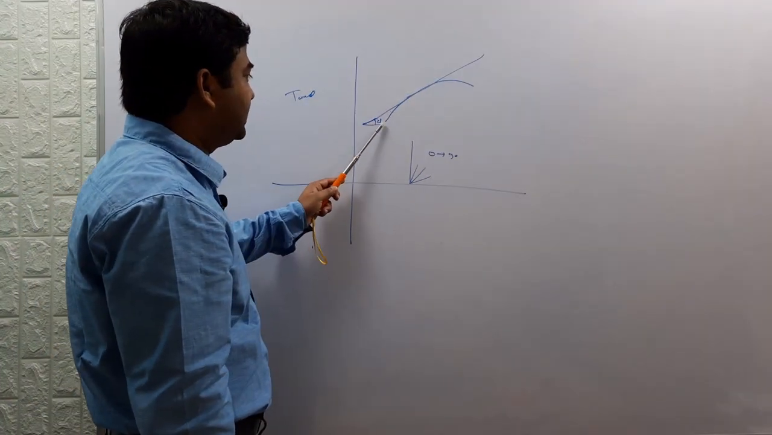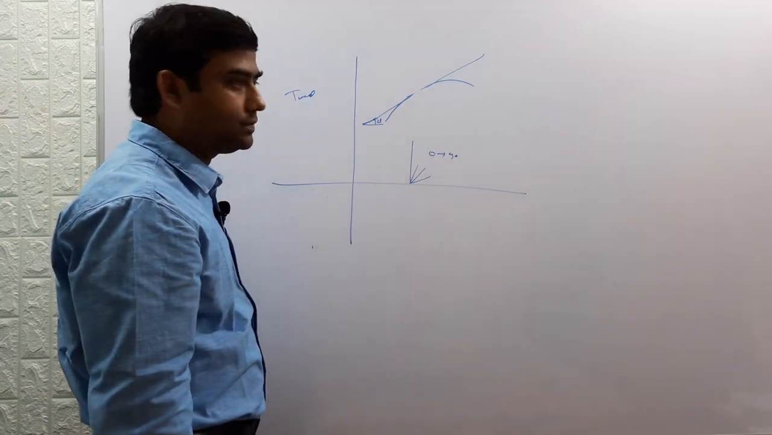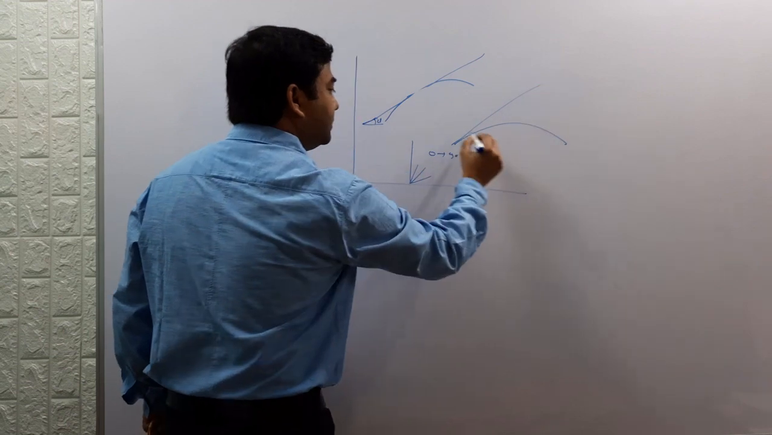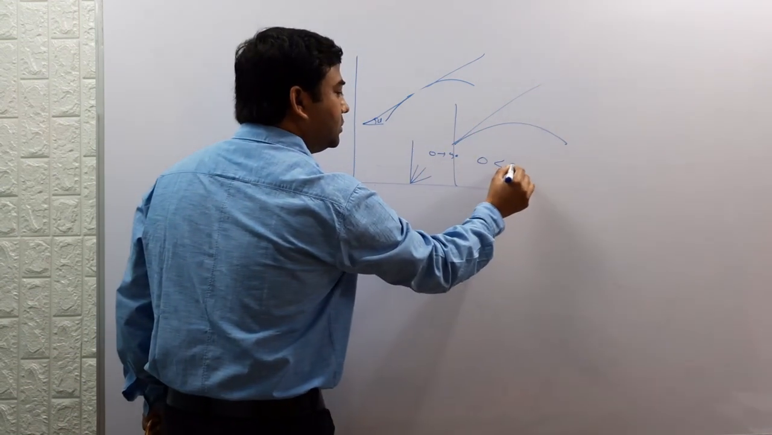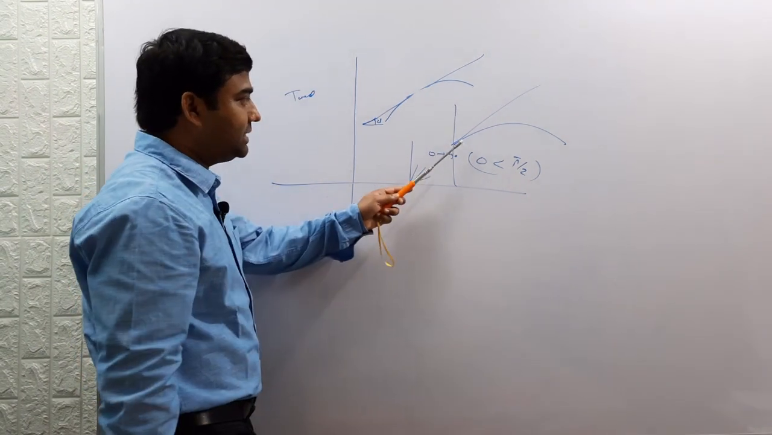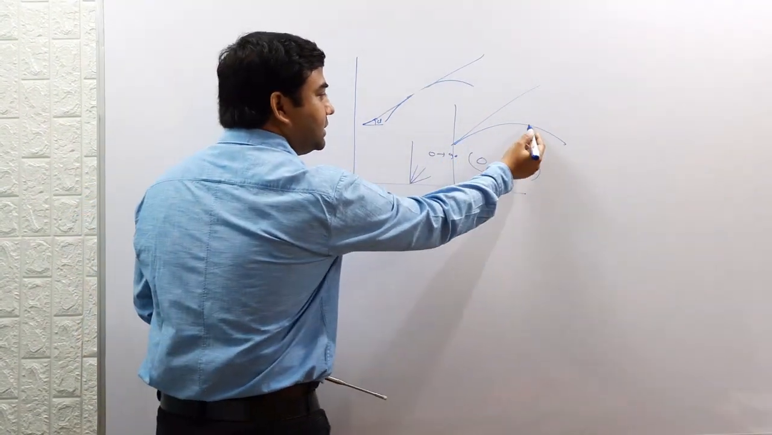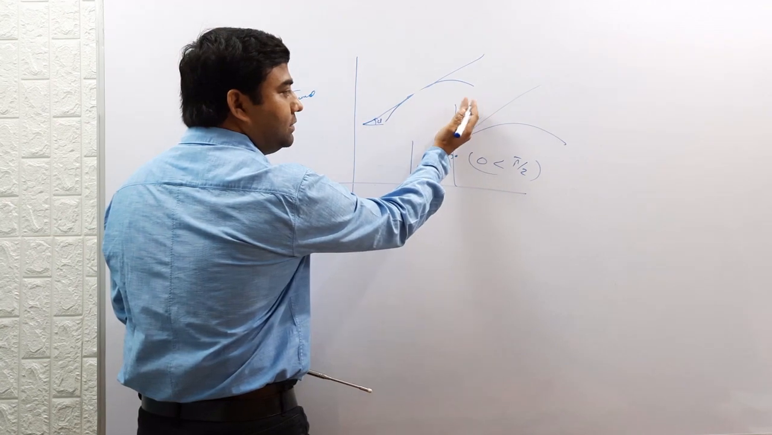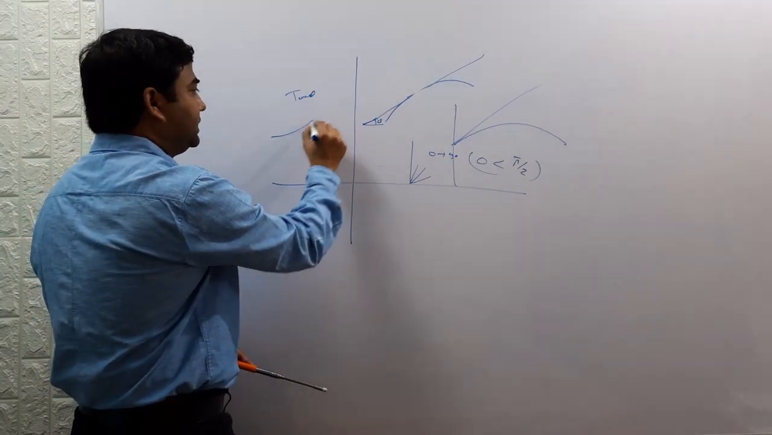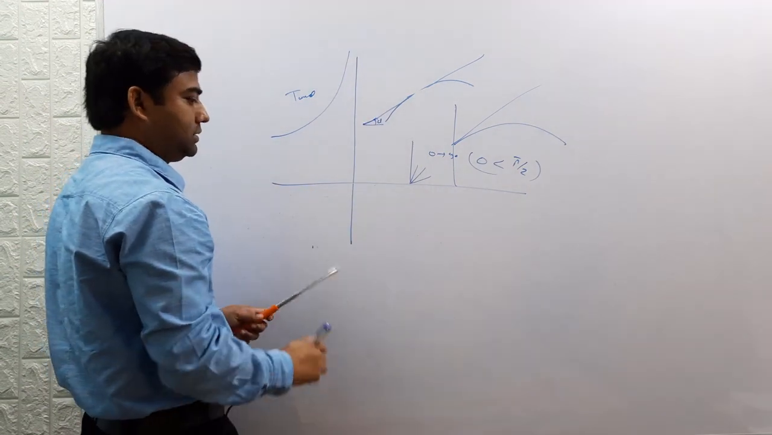So you can see for an increasing function, the gradient will always be positive, with the angle between 0 to pi by 2. This tangent for an increasing function will have an angle between 0 to 90 degrees. But similarly for a decreasing function, this is a decreasing function.